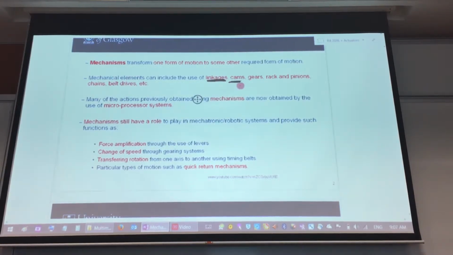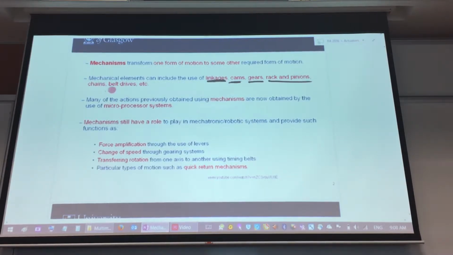Cams, later on I'll show you how they look like. Gears, most of you would know what a gear is. Rack and pinion, some of you may have heard before. We're not going to be doing much about chains or belt drives. But these are some of the mechanical elements that you can find.